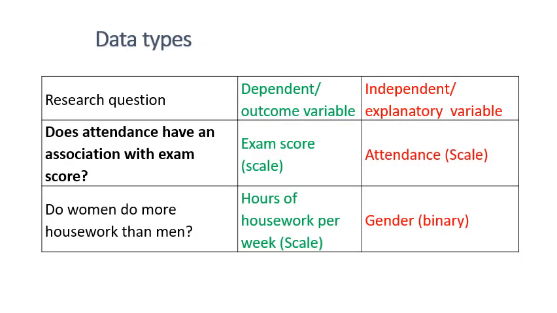Then your data types. Remember you have your research question, whether you're talking about dependent outcome variables or independent explanatory variables. Does attendance have an association with exam score? Your dependent is the exam score and your independent is the attendance. Do women do more housework than men? The dependent is the hours of housework per week done by women and men, and then the independent is the gender.